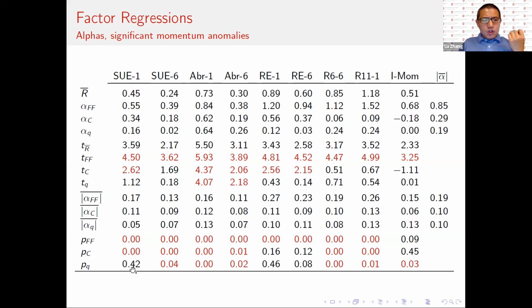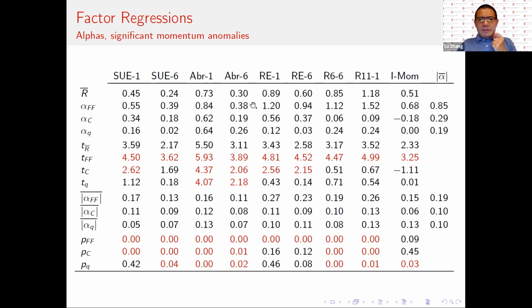And this is the GRS p-value, and our model is not rejected out of 10 SUE1 deciles, whereas the Fama-French 3 and the Carhart 4 factor models can be rejected. So overall you see that, out of the 9 momentum anomalies we coded up at the time, average returns are all significant, okay?